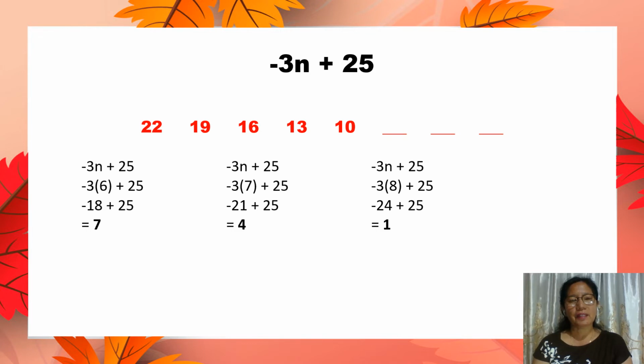If n is 7, negative 3 times 7 is negative 21, plus 25, the answer is 4. If n is 8, negative 3 times 8 plus 25. So negative 3 times 8 is negative 24, plus 25 is equal to 1. So the next 3 terms after 22, 19, 16, 13, 10 are 7, 4, and 1.